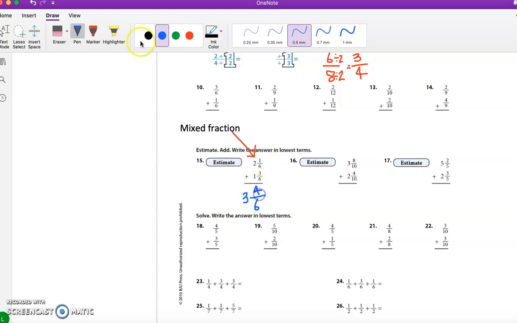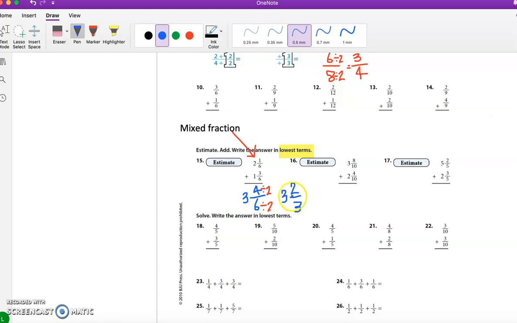Once again, the question is asking us to put it in lowest term. So I'm going to divide top and bottom by 2 because they are both even numbers. My final answer will be 3 and 2 over 3. This will be my final answer.